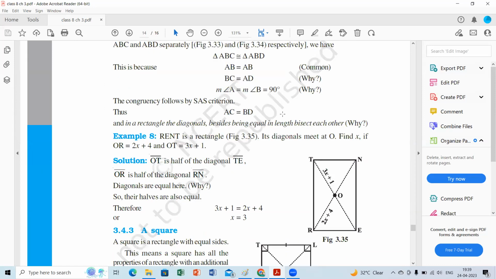PQRS is a parallelogram. They mentioned OT is 3x plus 1 and OR is 2x plus 4. What can we think, children, if you multiply this by 2 and this by 2, are these two the same or not? Yes or no? Because the lengths of the diagonals are equal. From here to here, 3x plus 1. From here to here, again 3x plus 1. Total together 6x plus 2. 6x plus 2 is equal to 4x plus 8.